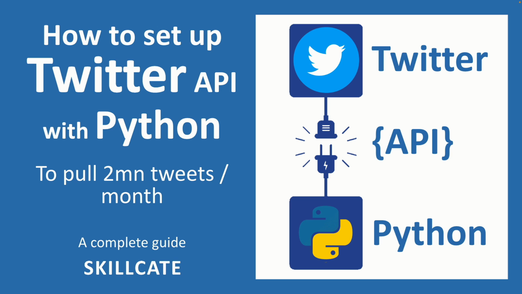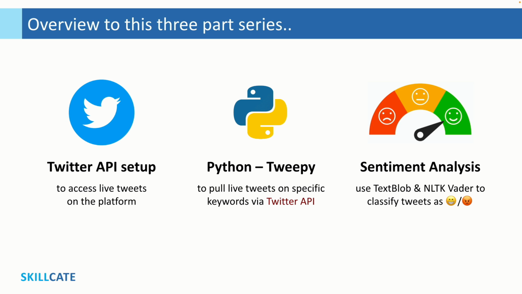Well, in this three-part series, we are going to perform sentiment analysis on live tweets duly pulled from Twitter and use it to tell whether people are happy about the new iPhone announcement or Americans are still missing their beloved President Donald Trump. Specifically in this first part, I'll teach you how to configure a Twitter developer account that allows you to pull 2 million tweets per month.